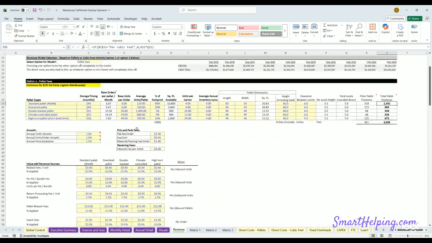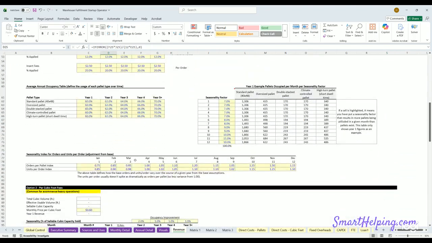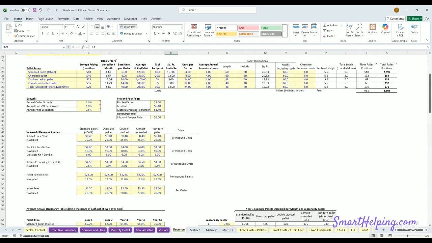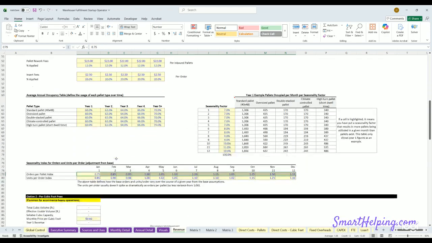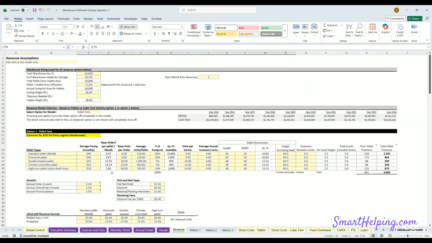And then that base will change. So it could be 6, it could be less. 0.75 means it's 25% less, and 1.1 would be like 10% more of this base number here. So you can adjust seasonality over time, and that's going to be orders per pallet and units per order. So these two things will change over the course of a year.